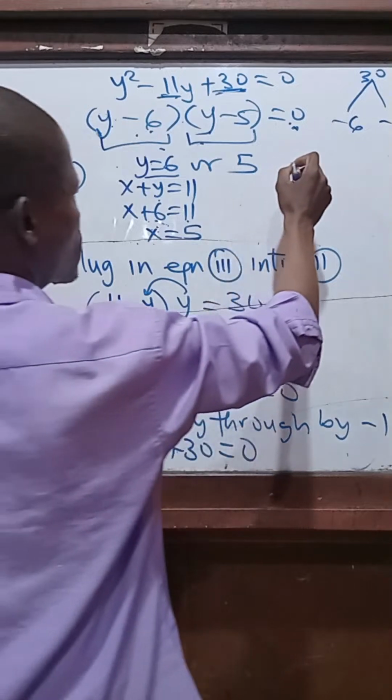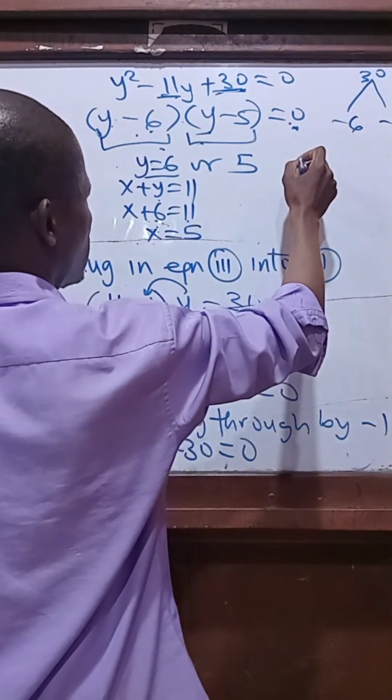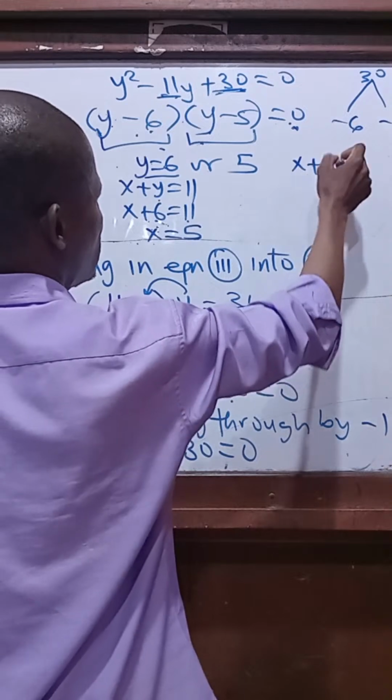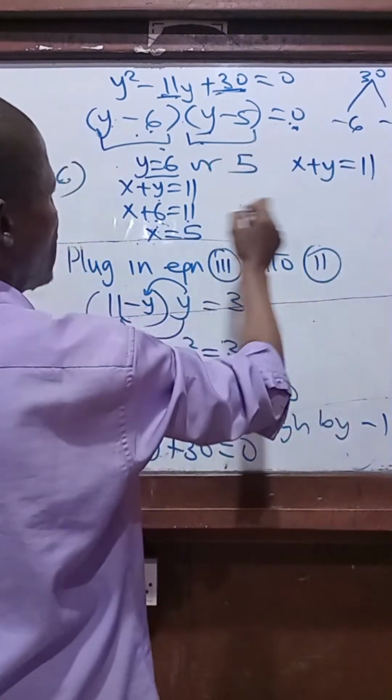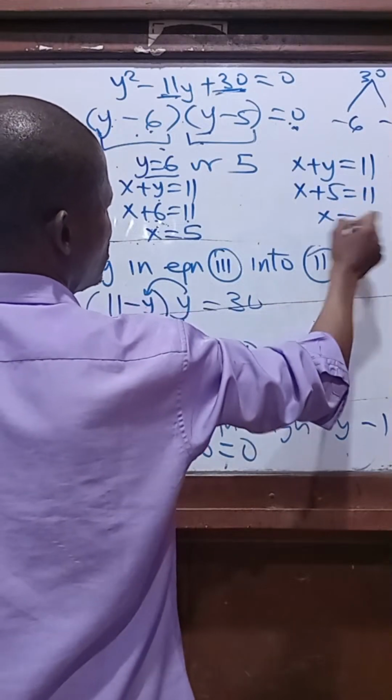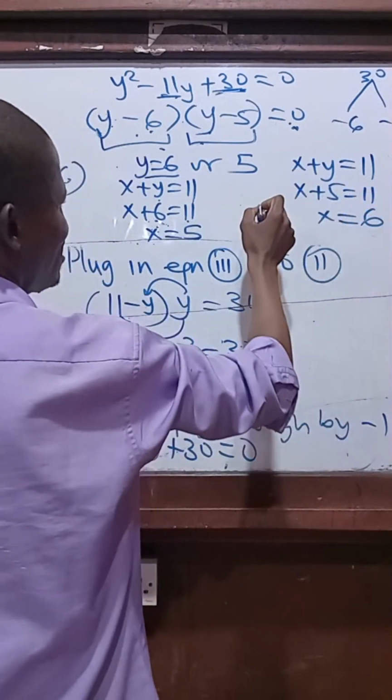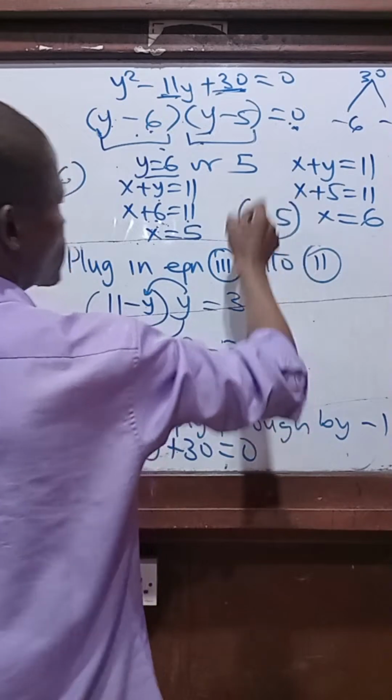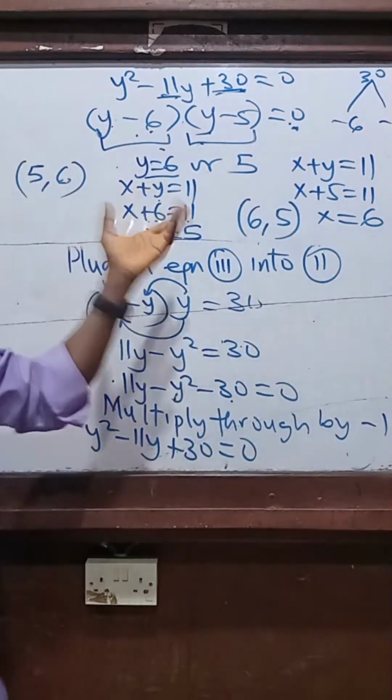The other one, x plus y equal to 11. Plug in 5, that will be x plus 5 equal to 11. X equal to 6. So the coordinate here is 6, 5. And that's finished. Let's go to the second question.